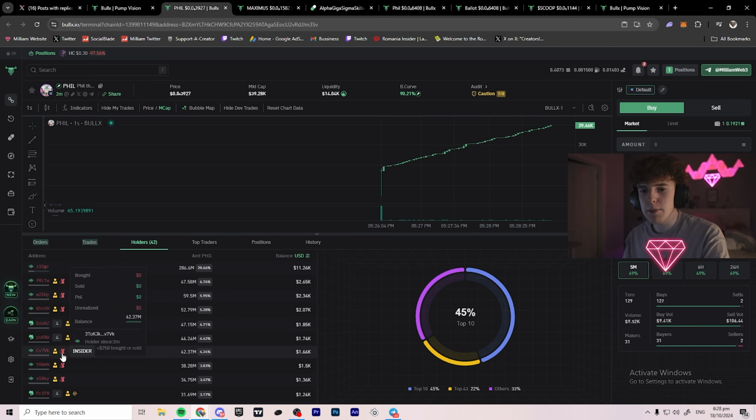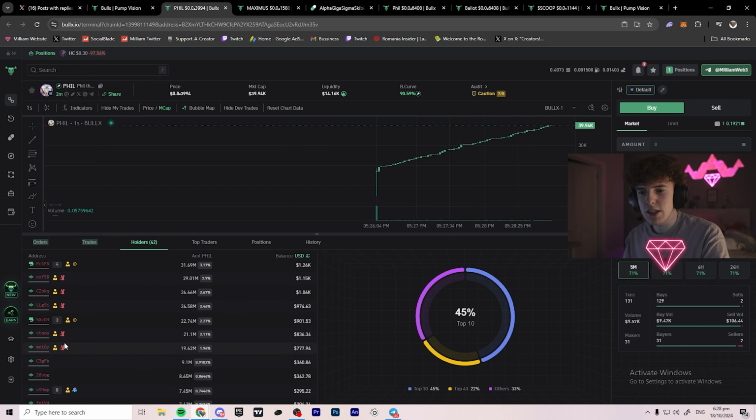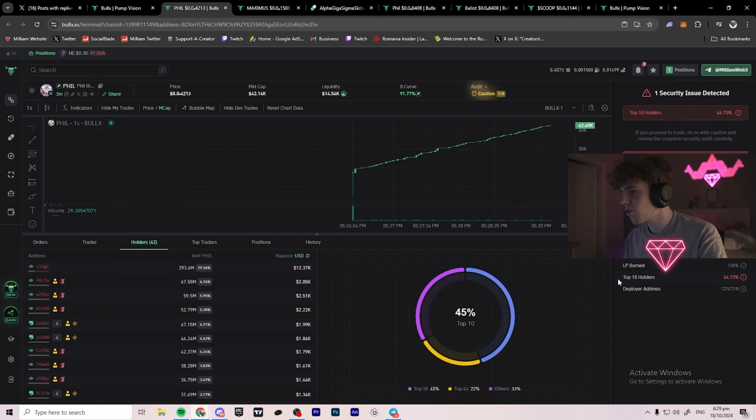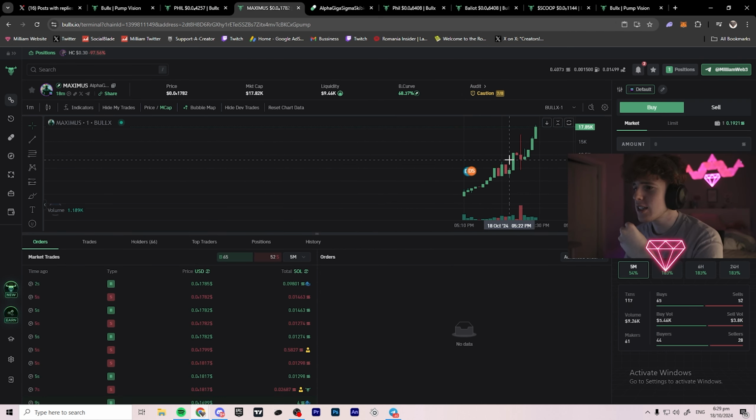You can see these people sniped it. These are insiders, people that have insider information, and they're holding the majority. Okay, if you go on to holders, you can see the top 10 holders is 44%, which is crazy. This is just going to dump straight down in a second. You can also see this Maximus thing I was just talking about at 11K, already up to 17K. So you're nearly aiming at a 2X there.